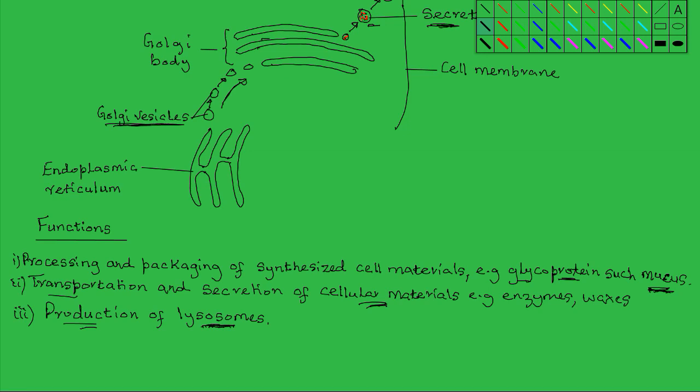But then it's important to note that Golgi bodies are abundant in cells of secretory organs such as the liver and the pancreas. These organs have a secretory function, and cells within these organs are abundant in the Golgi body, because it is through the Golgi body that the secretory vesicles are produced.